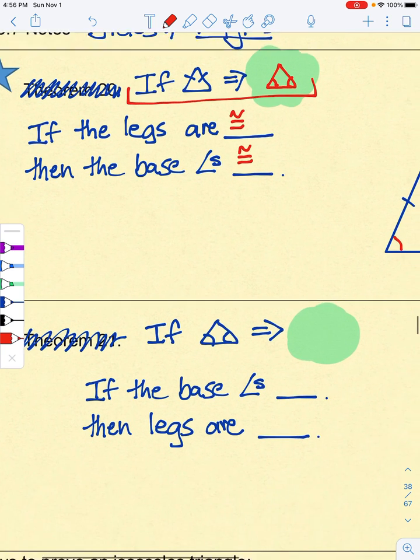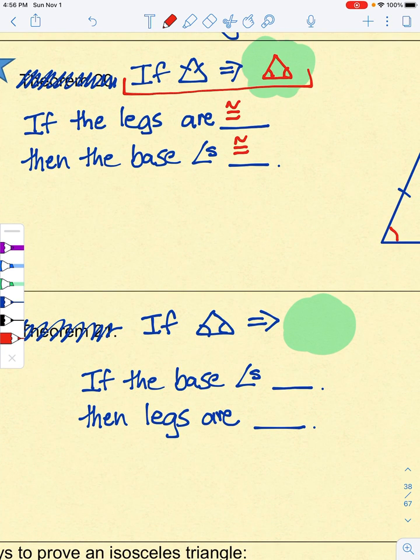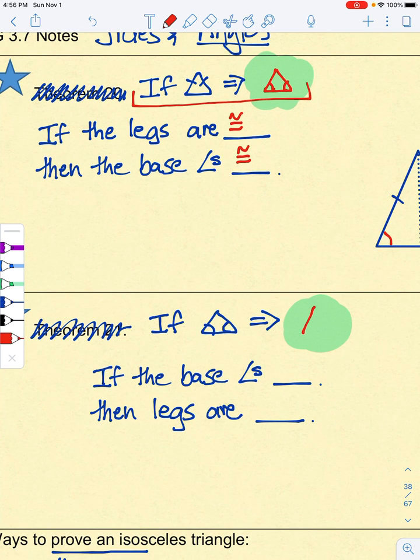And we have the converse of that. Remember the converse where you flip it around? So if the base angles are congruent, then the legs are congruent. So make sure these are both in your notes. I'm going to prove that first one to you, kind of informally. All right?